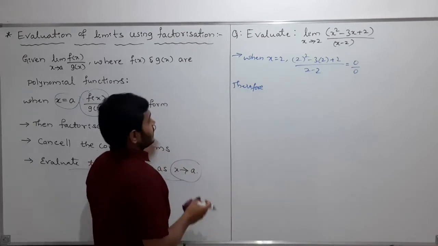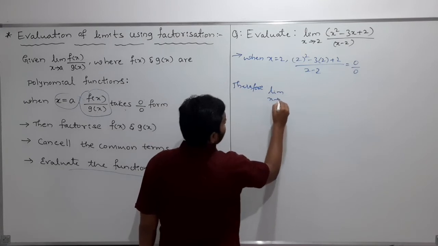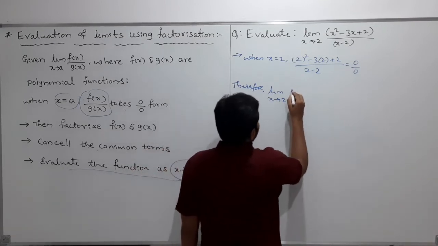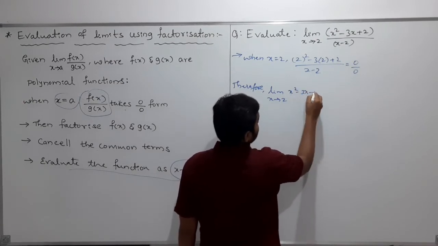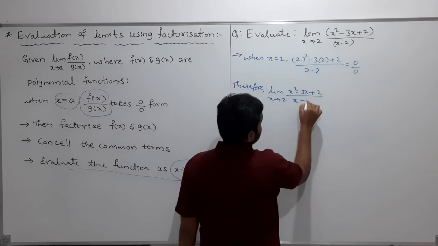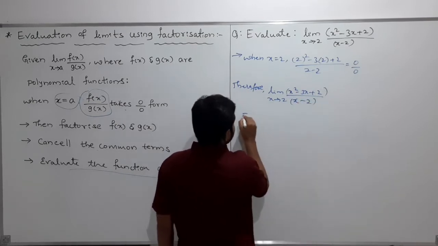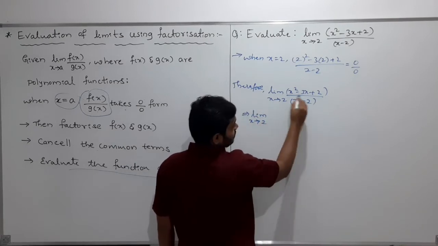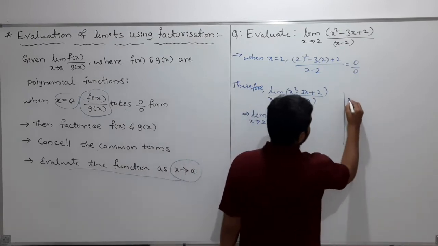Therefore we will factorize here with this method. So what we will write, my dear students? Therefore limit as x tends to 2 of x square minus 3x plus 2, whole divided by x minus 2. So this one we will factorize, my dear students. This implies limit as x tends to 2, x square minus 3x plus 2. So factorize this one. How to factorize this one?